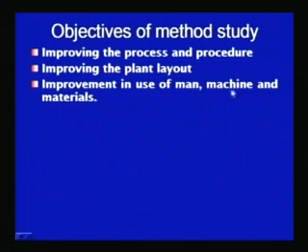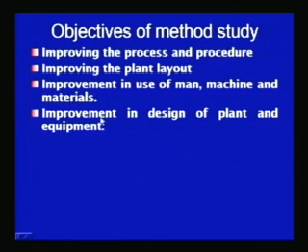Improvement in use of man, machine and materials helps to increase the effective utilization of the man by reducing the time required for carrying out a job. It helps to increase the machine utilization, and it also helps to reduce the wastage of the material in the course of production. Another important objective is the improvement in design of the plant and the equipment.